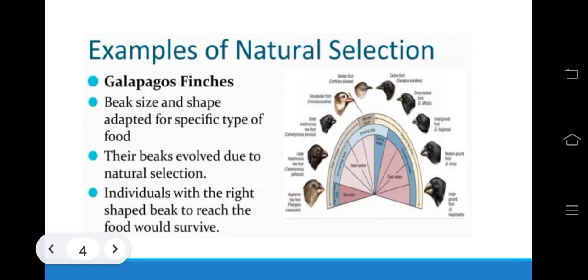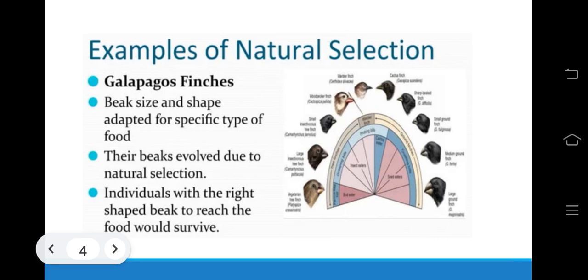Then examples of natural selection: Galapagos finches, with beak size and shape adapted to a specific type of food. Their beaks evolved due to natural selection. Individuals with the right shaped beak to reach the food would survive.